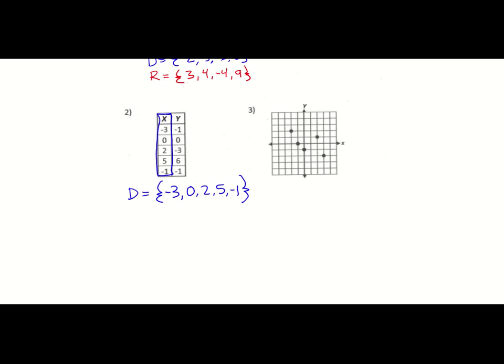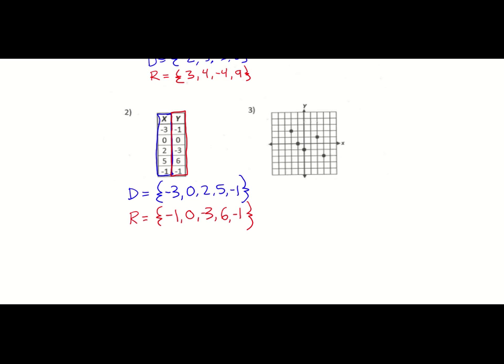And then my range, I'm going to do the same thing. I know my range is my y values, so I'm going to look right here at all my y points. So I'm just going to write down all those. I have -1, 0, -3, 6, and -1. Okay?